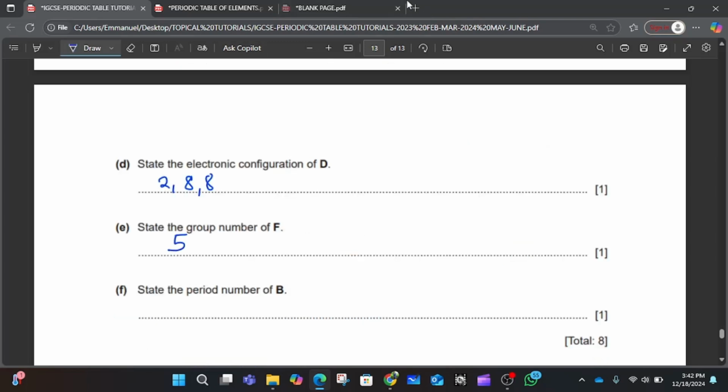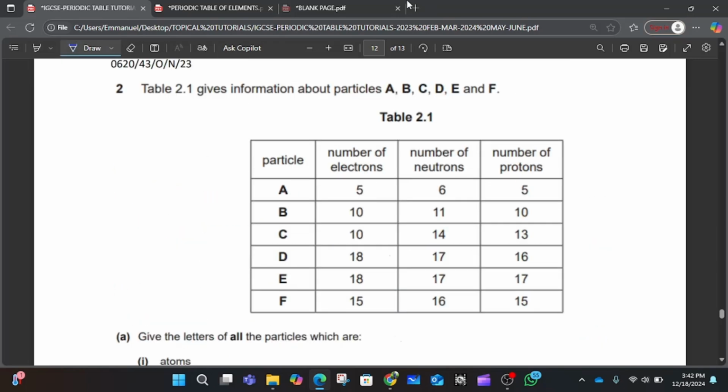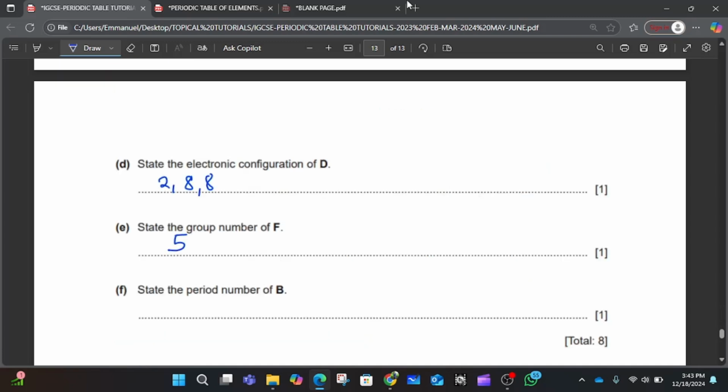F, state the period of B. For the period of B, we can look at the number of electron shells, because number of electron shells determines the period number. And the number of electrons in B is 10, so it means electronic configuration is 2,8. So that would mean 2 shells. For that matter, B is in period 2.